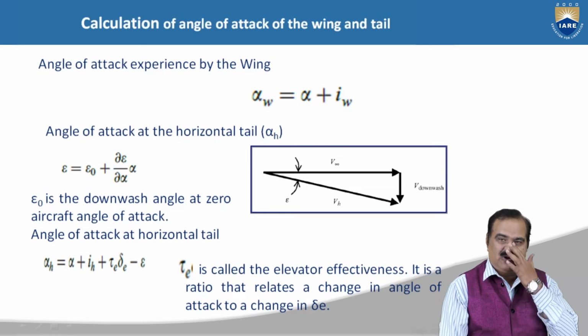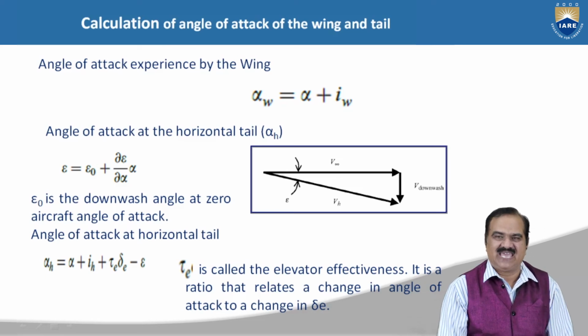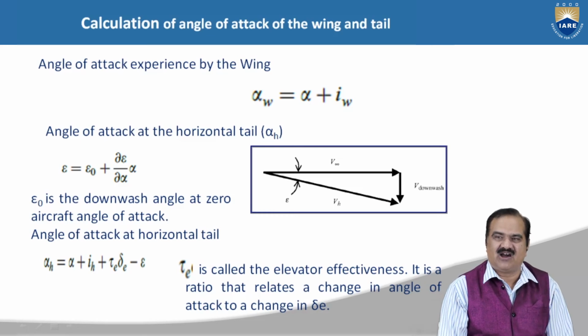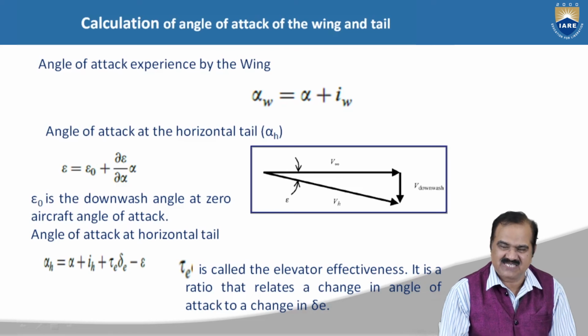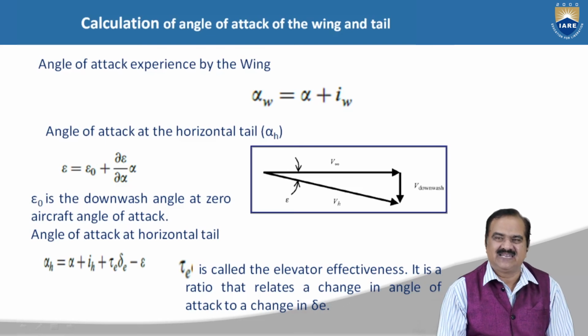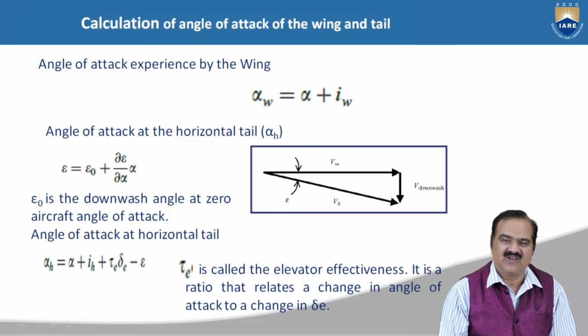It is our interest. So this alpha H is equal to alpha plus iH plus tau E delta E minus epsilon. Where this tau E is called the elevator effectiveness, it is a ratio that relates a change in angle of attack to a change in deflection of elevator. So it is a ratio that relates a change in angle of attack to a change in deflection of elevator.